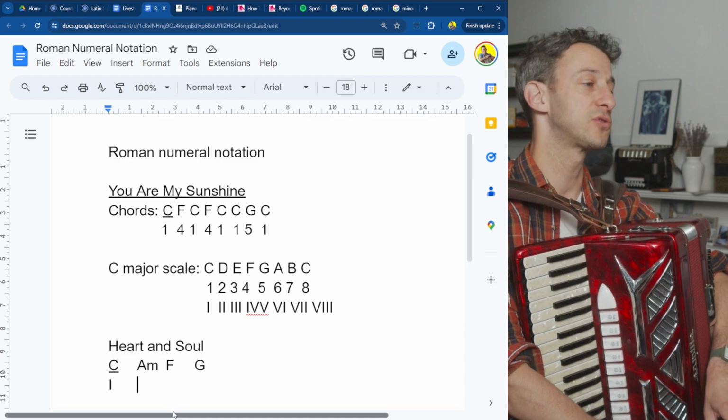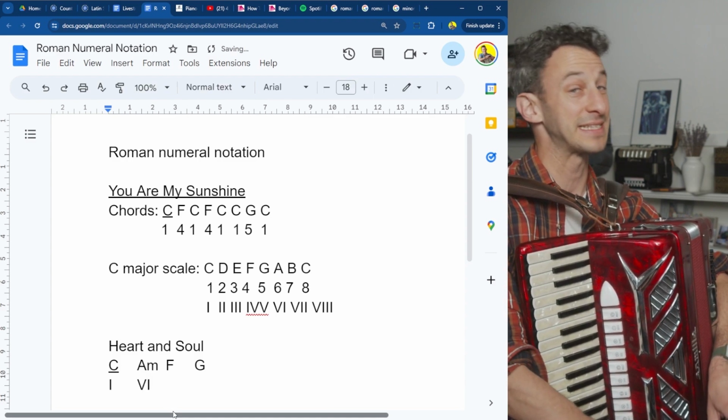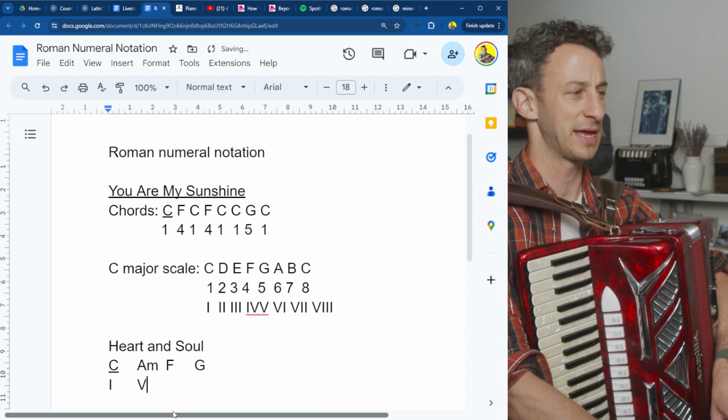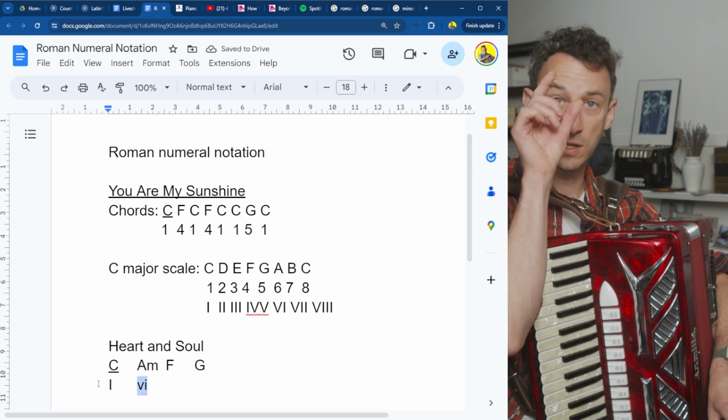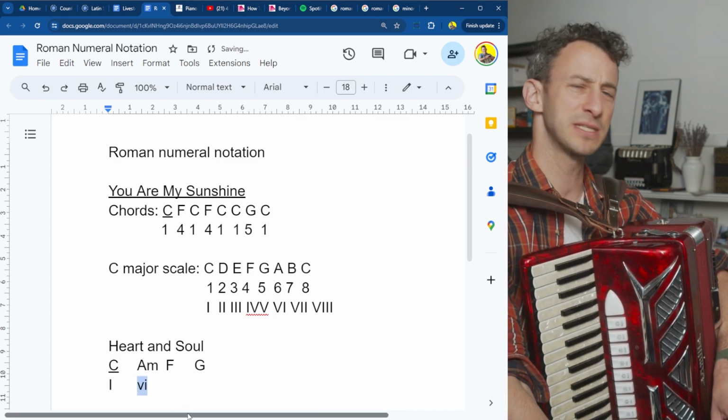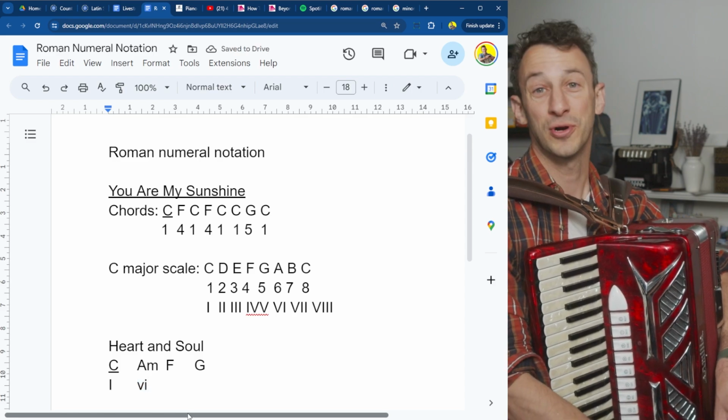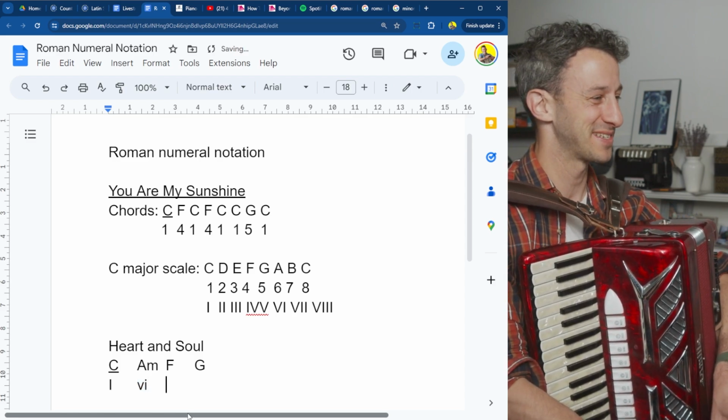This is why we use Roman numerals. Instead of writing 6 like this, that's a major 6, very different than a minor 6. This is the minor 6. We write it in lowercase, not in all caps.